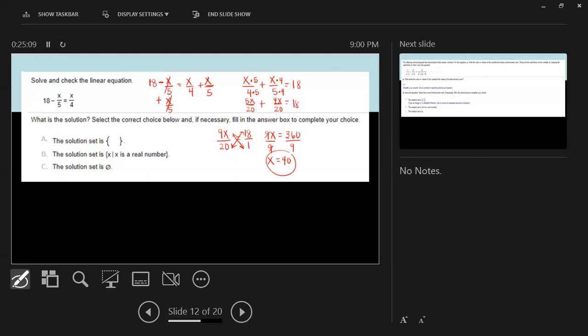I'm going to plug that back in just to make sure that it works. So we have 18 subtract 40 over 5 is equal to 40 over 4. All right, so that would be 18 subtract 40 divided by 5 is 8, and 40 divided by 4 is 10. 18 subtract 8 is 10. 10 is equal to 10. That is a true statement. Therefore, 40 is indeed the correct answer. So I will select A and write 40. All right, and that's how you would do an item similar to this one.